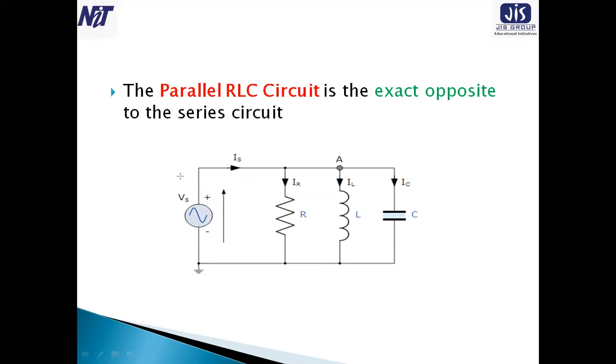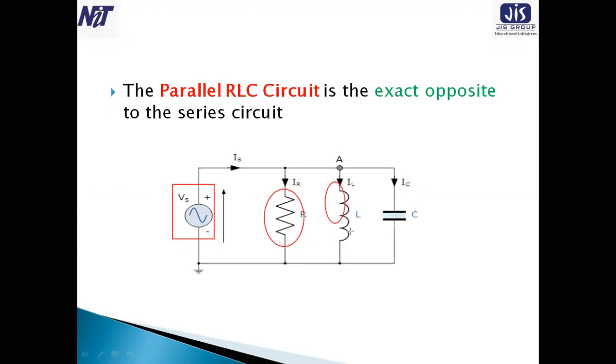Fine. So here in this circuit we have an AC voltage source. With the voltage source there are three elements. One is the resistor, second is the inductor, and third is the capacitor. R, L and C are all connected in parallel, and the total current of the circuit is IS. Here Vs represents the source voltage. It is sinusoidal, that means an AC voltage.